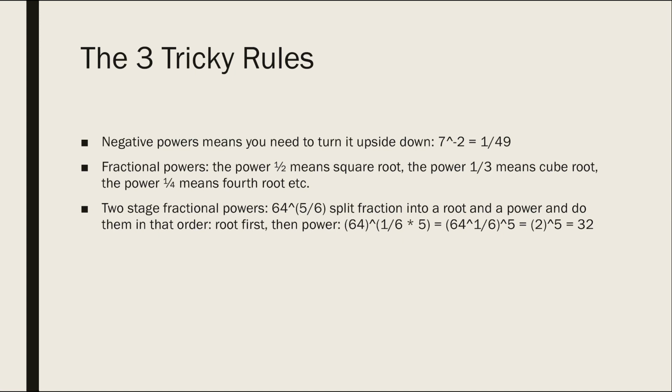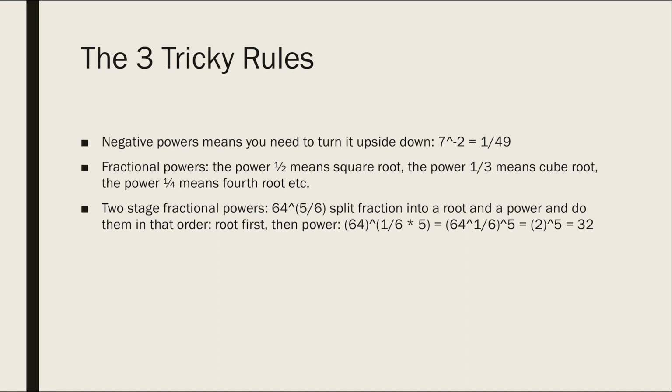Next, the second tricky rule is fractional powers. So here are some examples. The power 1 over 2 means square root. It's basically asking you to raise it to the power of 1 and then square root it. So yeah, in terms it's meaning that you need to square root it. Same thing with the power of 1 over 3, which means a cube root, and the power of 1 over 4 means fourth root, etc. You get the deal. And then the last tricky rule are 2-stage fractional powers.